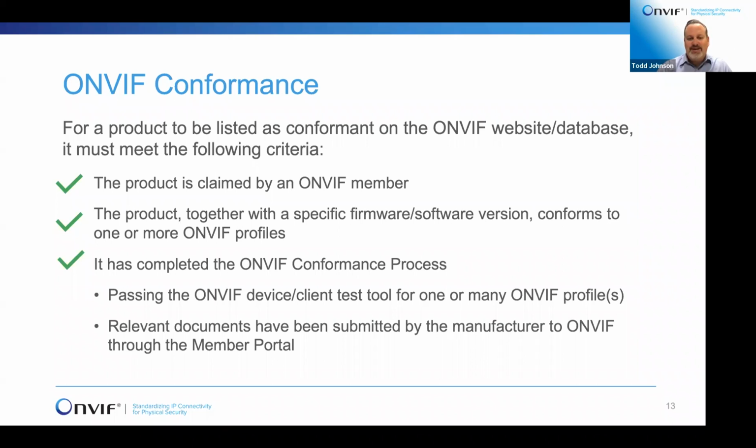The product, together with its specific firmware or software version, conforms to at least one ONVIF profile, and it's passed through the ONVIF conformance process. What that means is it passes the device or client test tools that are provided by the ONVIF organization for one or many ONVIF profiles. And the relevant documents, some produced by that test tool, some created by the member companies, have been submitted by the manufacturer to ONVIF through the member portal.